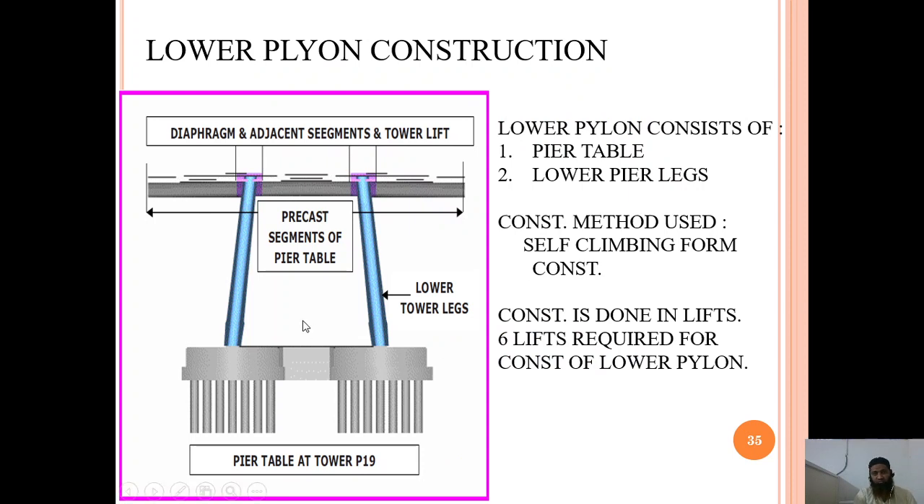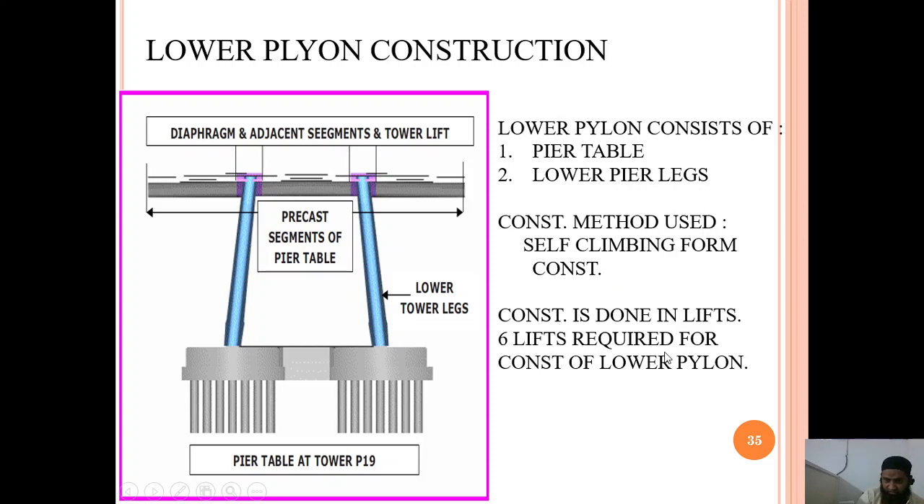Lower pylon construction, you can see it is constructed in segments, different segments. This is the lower segment, and then the upper segment comes up. Lower pylon consists of the pier table and lower pier legs. You can see this is the pier table, and this is the lower pier legs. Construction method used is self-climbing formwork. So construction is done in lifts.